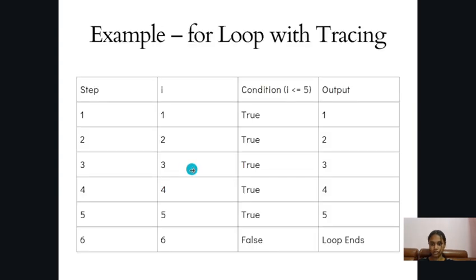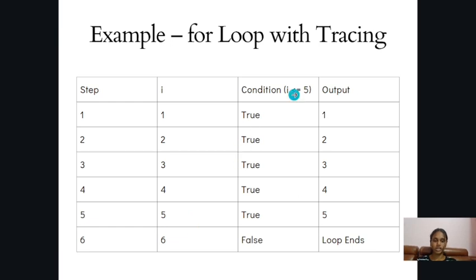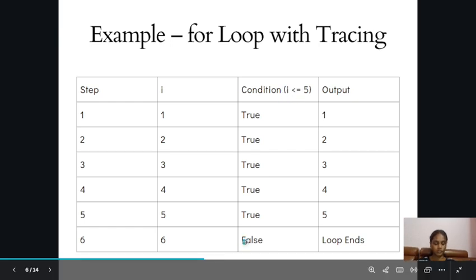The tracing is something like this. Step 1, i is taken as 1. The condition i <= 5 is true, so the output is 1. Second, i is equal to 2. The condition is true again, and the output is 2. This continues until i is equal to 5, which is true. If i is equal to 6, it's not less than or equal to 5. So when a for loop condition becomes false, the loop ends.